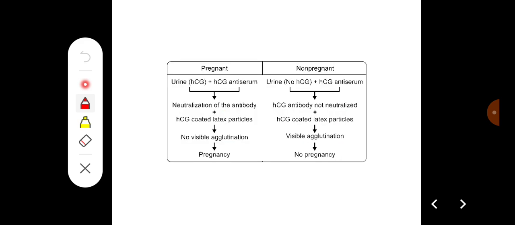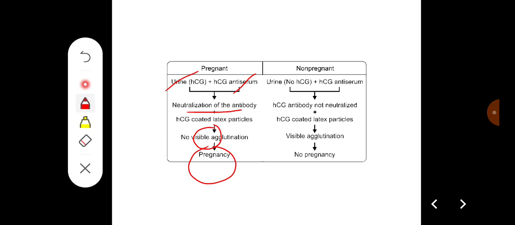Okay, so this is how the test is performed. If the urine contains HCG, so when HCG antiserum is added, neutralization of the antibodies occurs. Later, when latex particles are added, there will be no visual agglutination, so that indicates the presence of HCG in the urine.